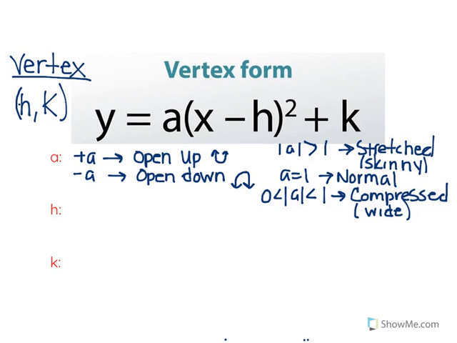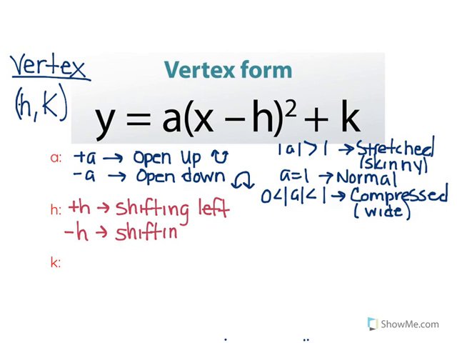Okay, now let's talk about H. If we have a positive H value, that means our graph is shifting to the left. And if we have a negative H value, that means our graph is shifting to the right. So we can think of it as the opposite of what we think. Positive, we usually think going to the right, and negative, we think going to the left, so it's actually flipped from what we think.